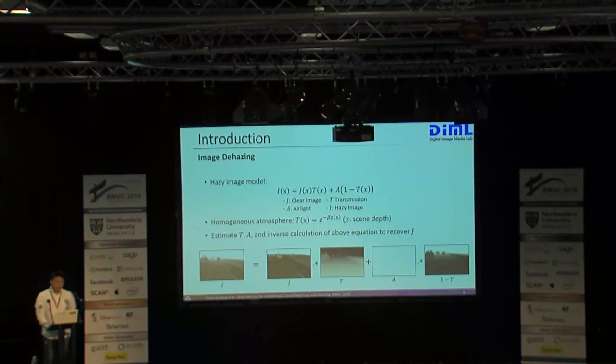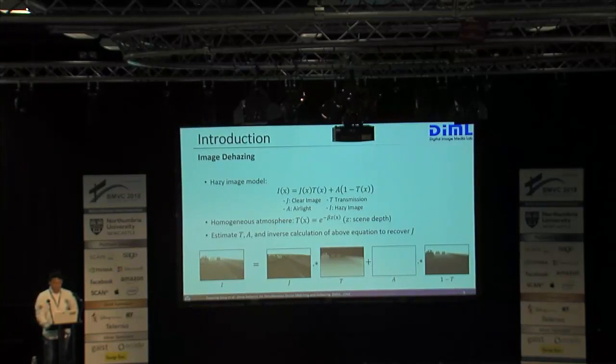Haze results in degradation of images' visual quality as well as the performance of higher-level computer vision tasks. Therefore, image dehazing has also been a popular research area in computer vision. A hazy image is modeled as the following equation. It can be interpreted as a weighted summation of the clear image and air light, with the transmission as the weight. Assuming a homogeneous atmosphere, transmission can be expressed as an exponentially decaying function of depth.